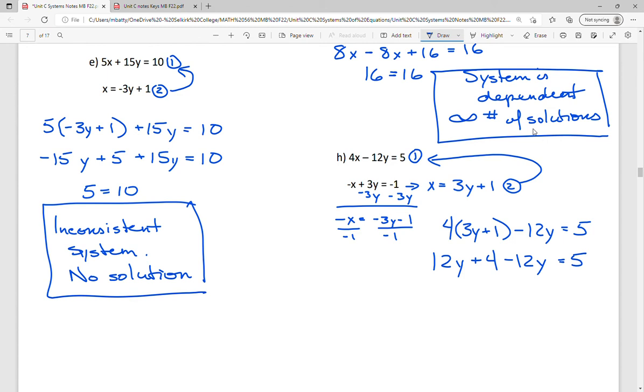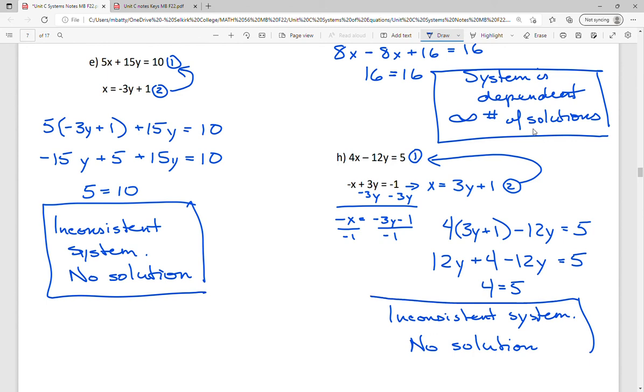I'd end up with 4 equaling 5. 4 doesn't equal 5. That's a line of garbage. That tells me that this is an inconsistent system. It's going to be impossible to satisfy this. There is no solution to this system of equations.